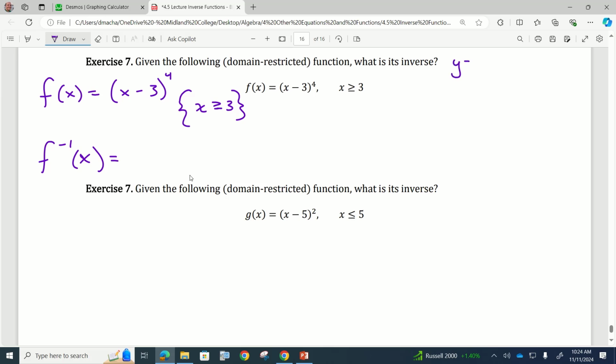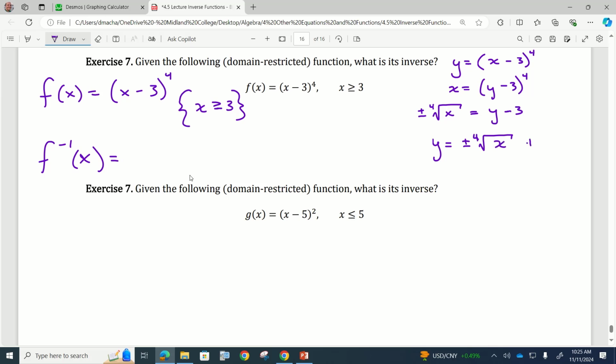Maybe I'll explicitly show you every step in the process here. Let me say y equals x minus 3 to the 4th power. And then I write, okay, y is now x, x is now y, and then I solve for y. So I mentioned this before, but the square root principle extends to all even numbered roots. So my inverse function should be plus or minus the 4th root of x plus 3.